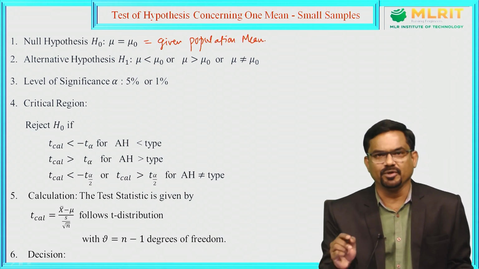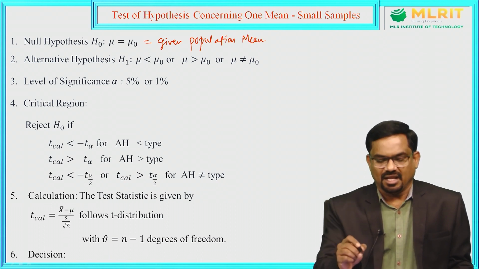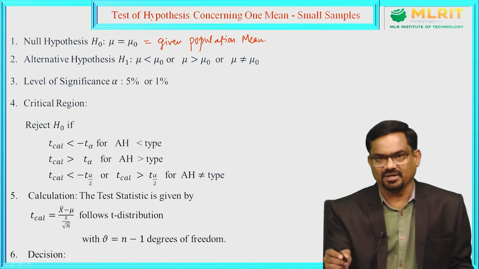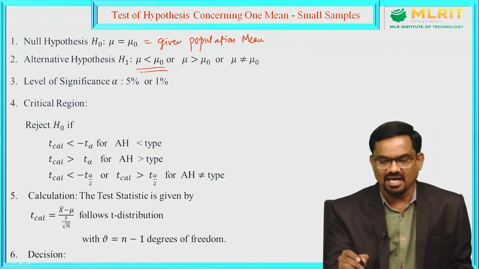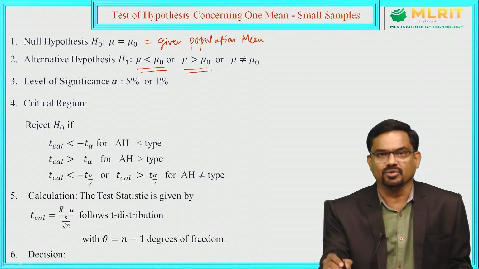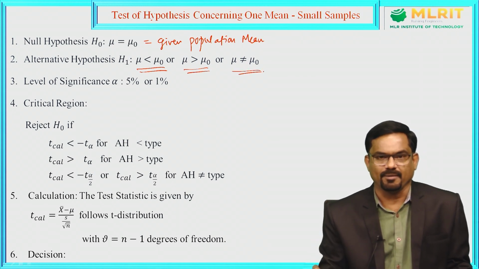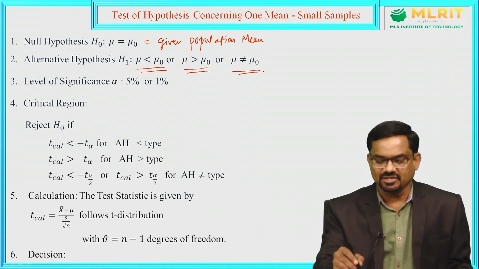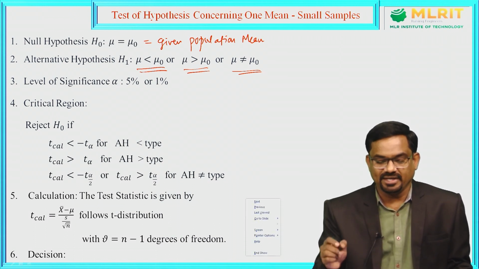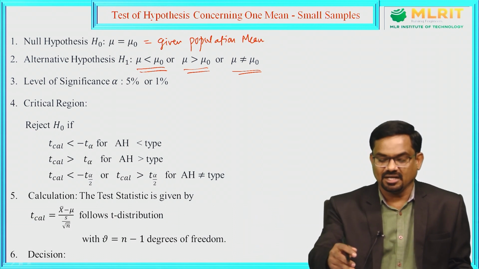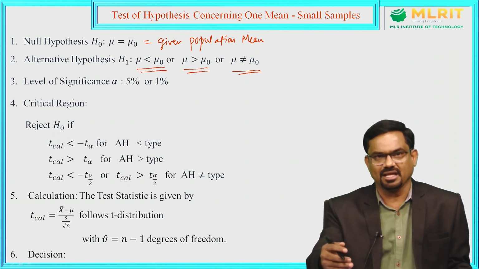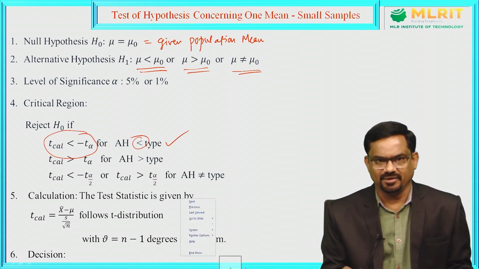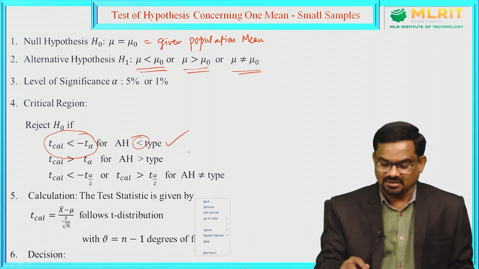So mu equal to mu naught is the null hypothesis, and we test it against one of three types of alternative hypothesis: either mu less than mu naught, or mu greater than mu naught, or mu not equal to mu naught. We consider one of these three forms, with the level of significance as usual. Otherwise, accept the null hypothesis.